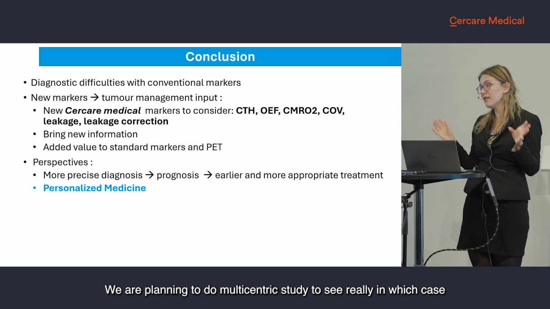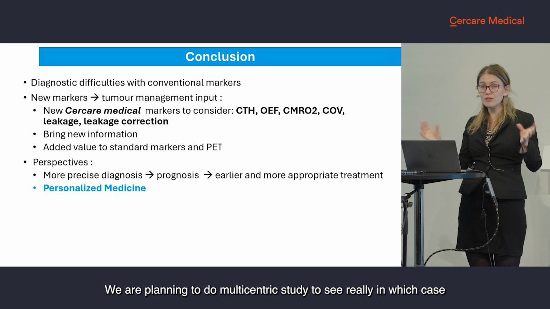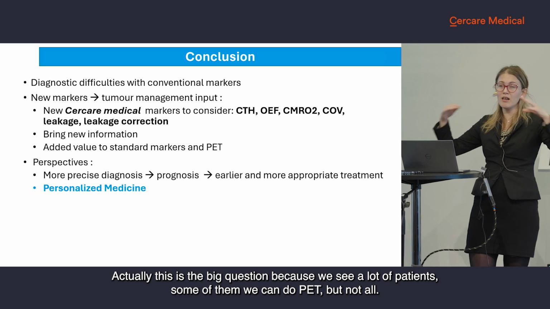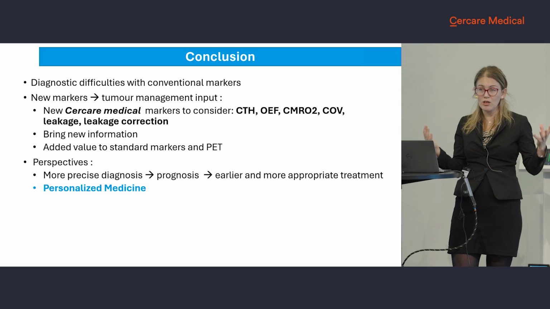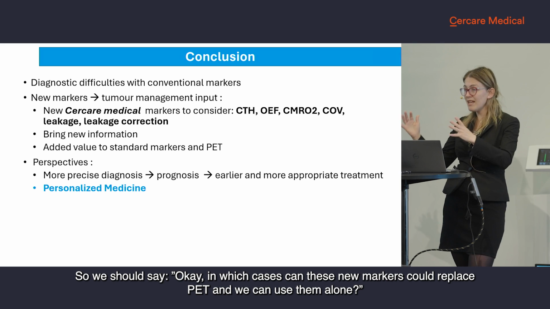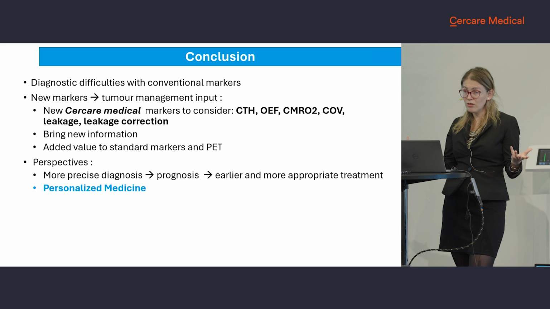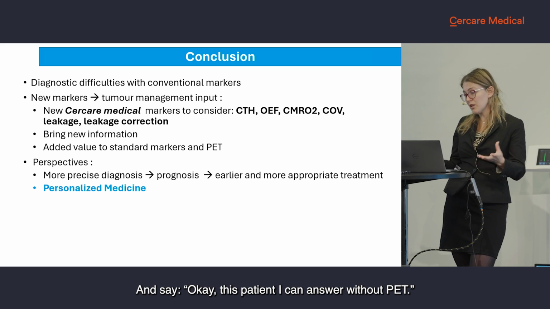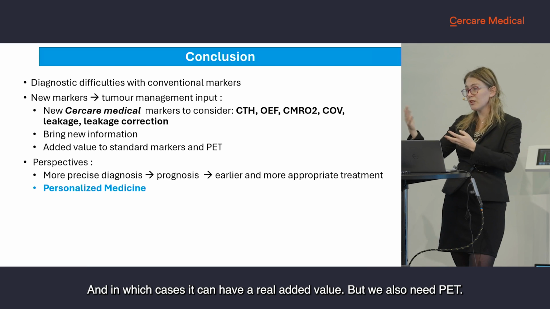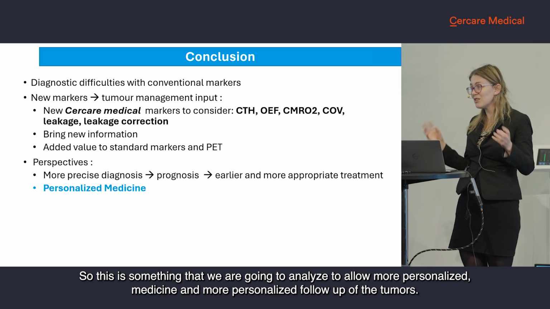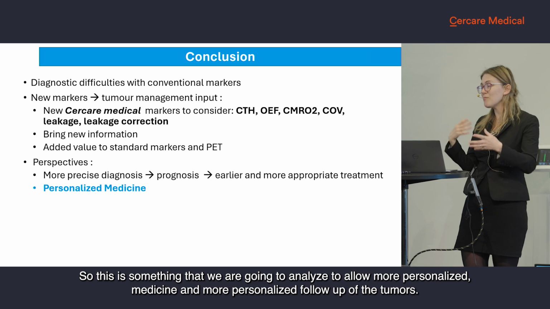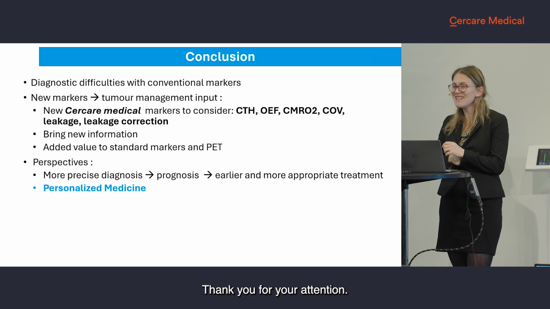So now we are planning to do a multicentric study to see really in which cases. This is the big question, because as I told you, we see a lot of patients, some of them we can do PET, but not all. So we should say, okay, in which cases, finally, these new markers could replace PET, and we can use them alone, and say, okay, this patient I can answer without PET, and in which cases it can have a real added value, but we also need PET. So this is something that we are going to analyze to allow more personalized medicine and more personalized follow-up of the tumors. Thank you for your attention.